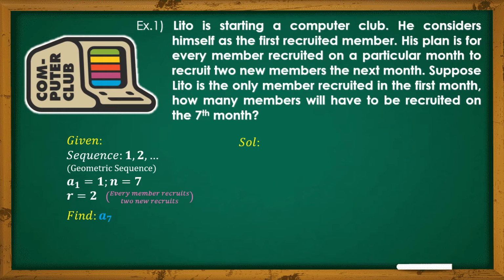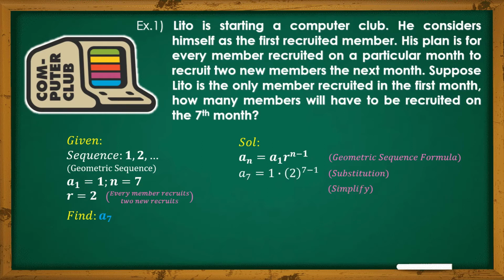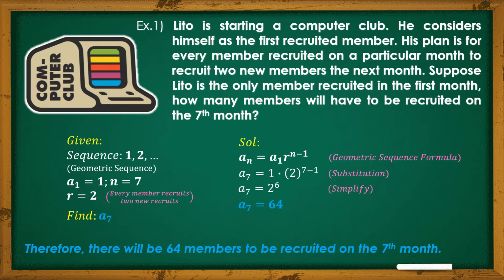So, ano yung solution? And ano yung formula na gagamitin? We will have the geometric sequence formula. A sub n equals a sub 1 times r raised to n minus 1. By substitution, we'll get this. And by simplifying, 2 raised to 6 is 64. Therefore, there will be 64 members to be recruited on the 7th month by Lito. Are you interested to join?